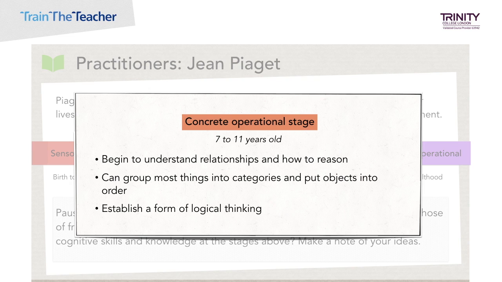From around the age of 7, the child enters the concrete operational stage, and it's at this stage that they begin to deal with more abstract concepts such as numbers, relationships, and how to reason. And they can group certain things into categories and put objects into order, for example, by size or number. They start to develop that logical thinking and reasoning. At this age, the child can understand that, for example, because 3 plus 4 equals 7, then 7 minus 4 must equal 3. In class, logical reasoning is supported by giving children things, puzzles for example, that they can manipulate. This type of cognitive challenge is very rewarding and pleasurable for young children.